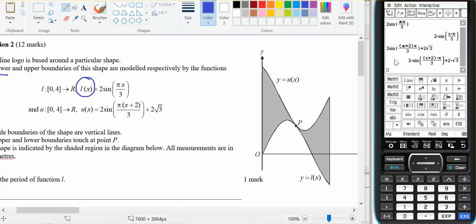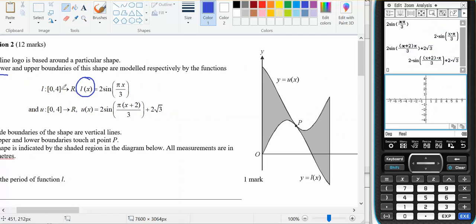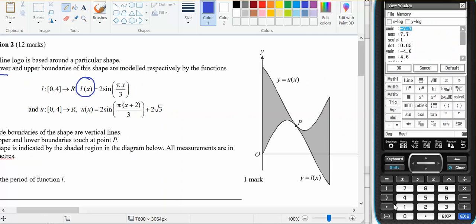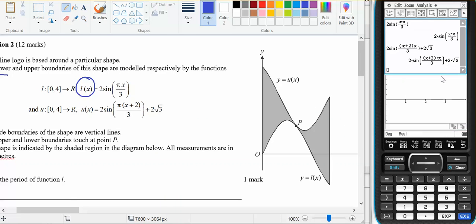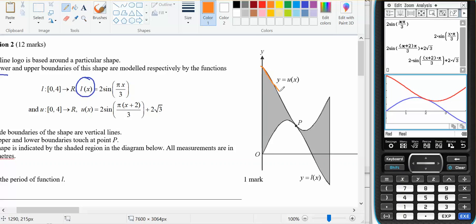Just to confirm that, I've typed them on here, and they go from 0 to 4, so I might change my window from 0 to 4. Make sure that I'm in radians, and take this one and zoom auto. Okay, so that's what it's going to look like. The red one is U, and this one down here is L of x.